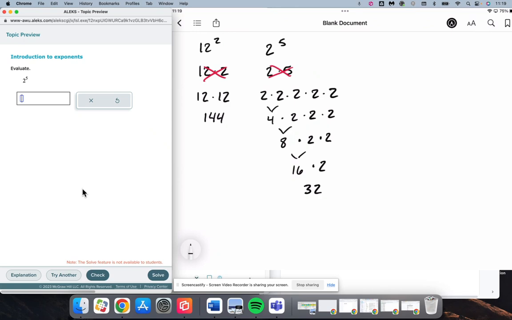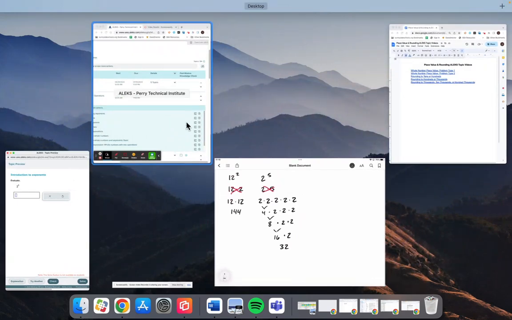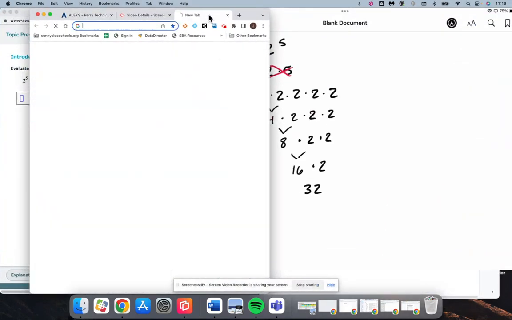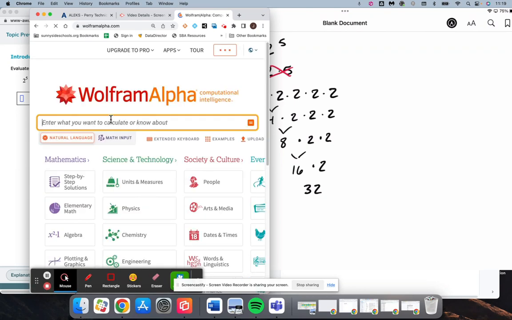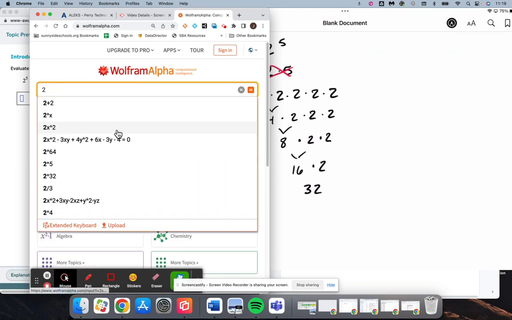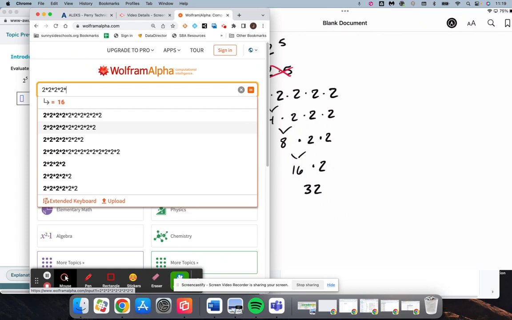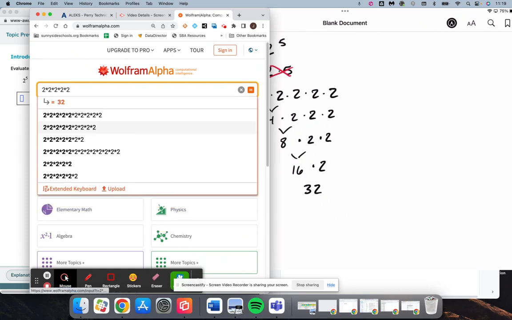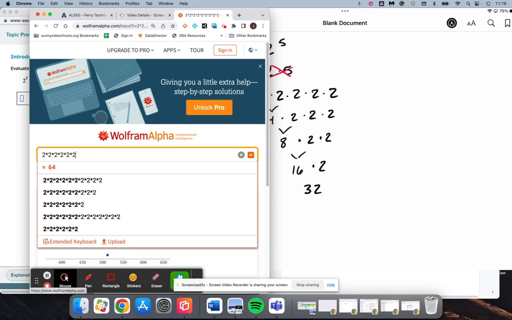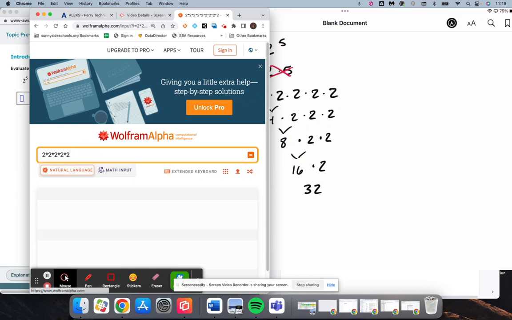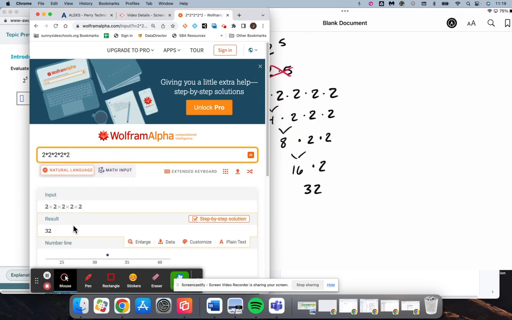Alternatively, you can use the calculator that you were given and put in 2 times 2 times 2 times 2. Or there is an online calculator that I like to use called Wolfram. Oops, that was way too many. I need 1, 2, 3, 4, 5, so I only need 5. And that will also tell me 32.